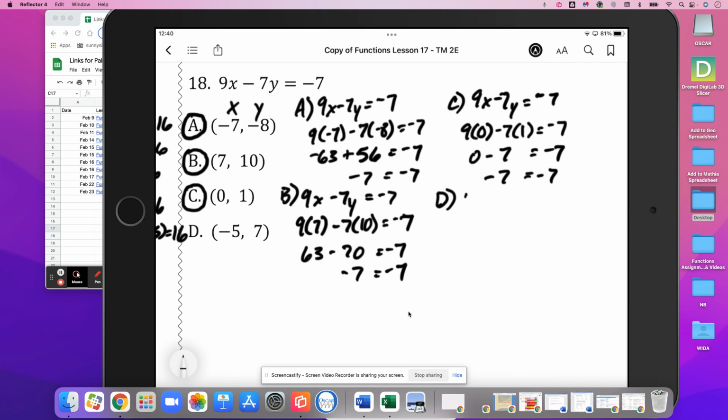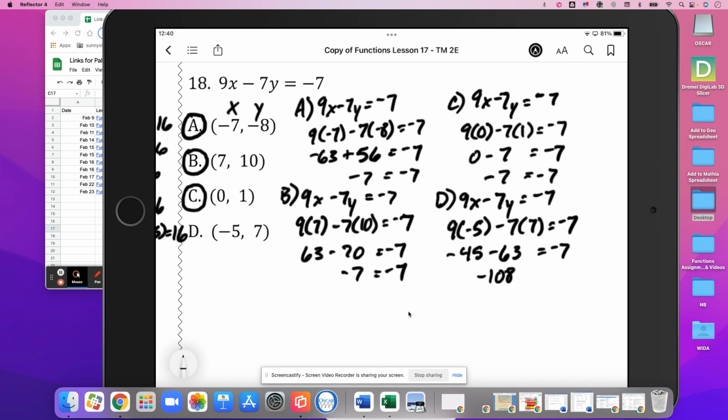Lastly, D, 9x minus 7y equals negative 7. So 9 times negative 5 minus 7 times 7 equals negative 7. So negative 45 minus 63 equals negative 7, and we get negative 108 equals negative 7. So no, D does not satisfy the function.